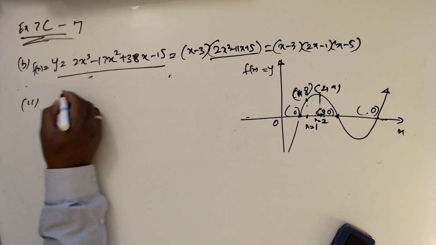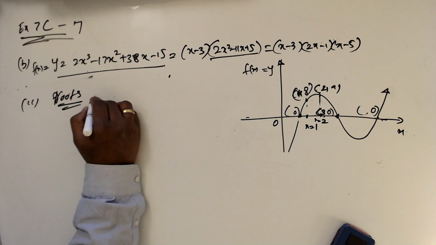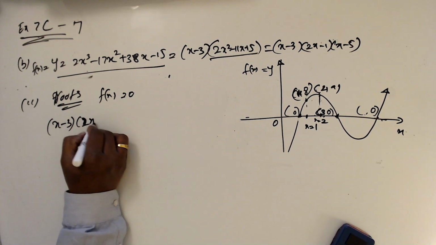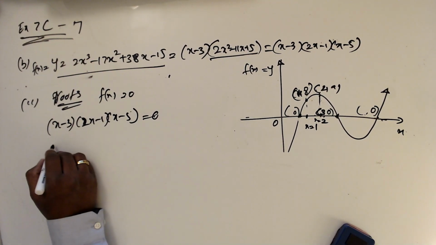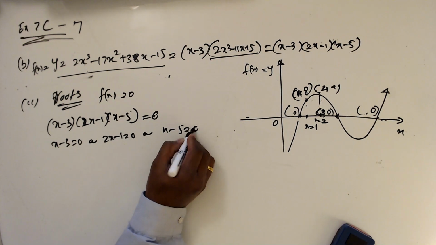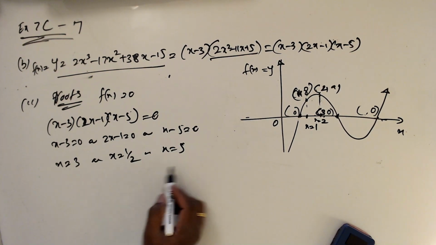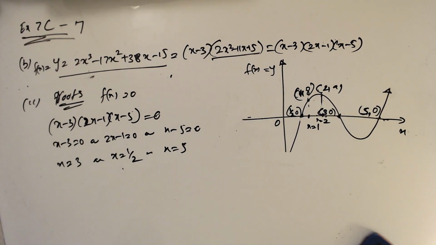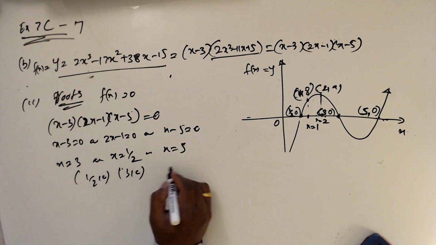I want to sketch. To sketch, I want to find the roots. Then f(x) equals 0. f(x) means what? (x minus 3)(2x minus 1)(x minus 5) equals 0. Already we know one. So x minus 3 equals 0, or 2x minus 1 equals 0, or x minus 5 equals 0. x equals 3, or x equals a half, or x equals 5. Now see, this is going to be a half and this is going to be 5. Okay, the one we picked up is right, it is 3. So the roots are (half, 0), this one (3, 0) and (5, 0).